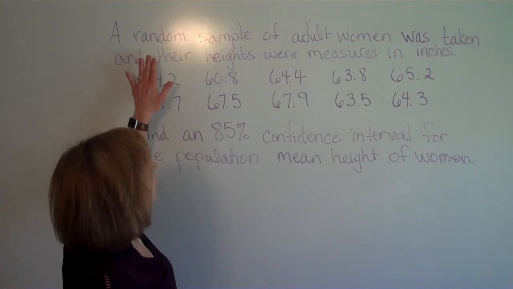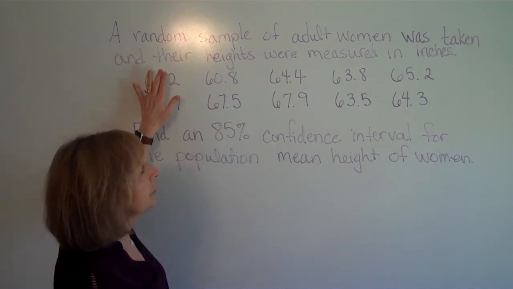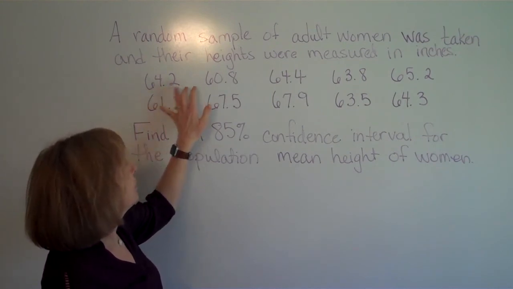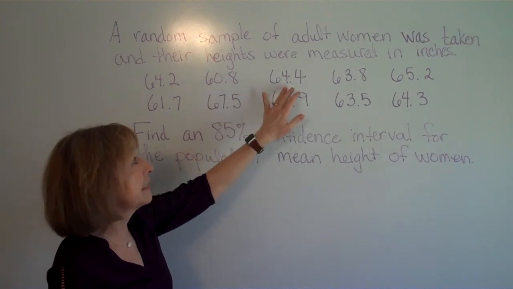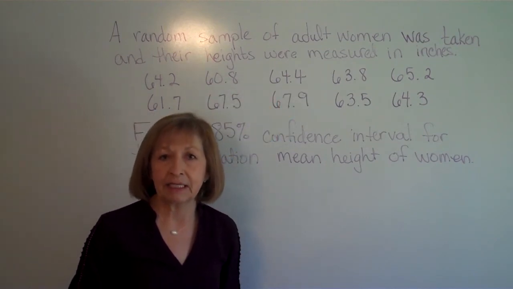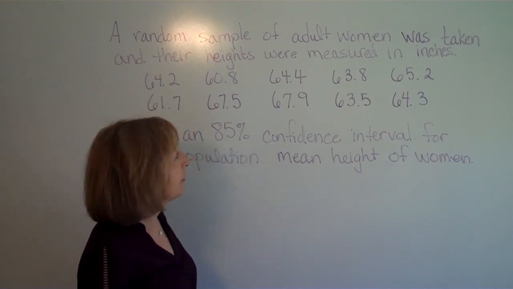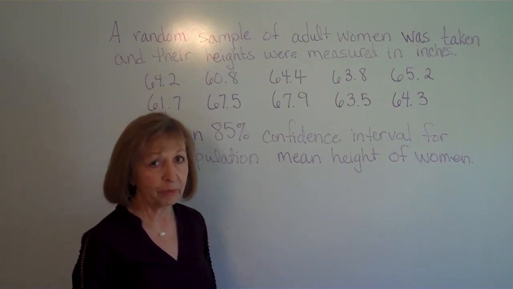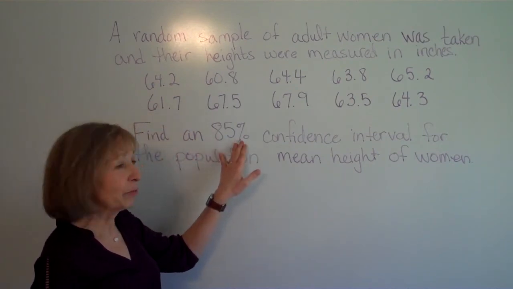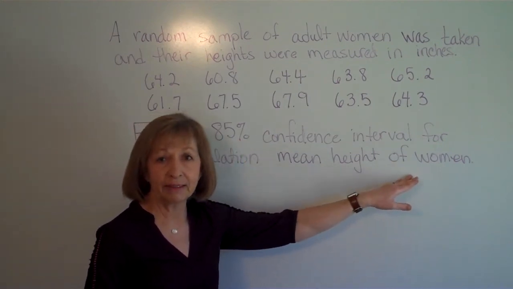So here we have a random sample of adult women was taken and their heights were measured in inches. So we have the data, 64.2 inches, 60.8 inches, 64.4 inches, etc. Typically we would probably take many more in our sample than this, but as an example of the process, I've just done these 10 numbers. Now the question says to find an 85% confidence interval for the population mean height of women.